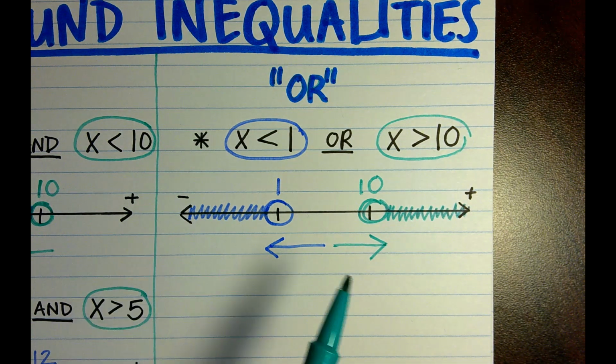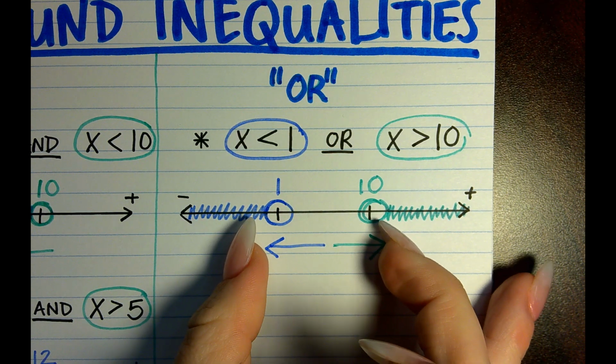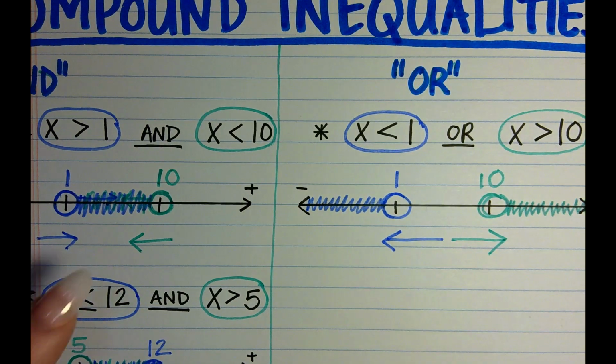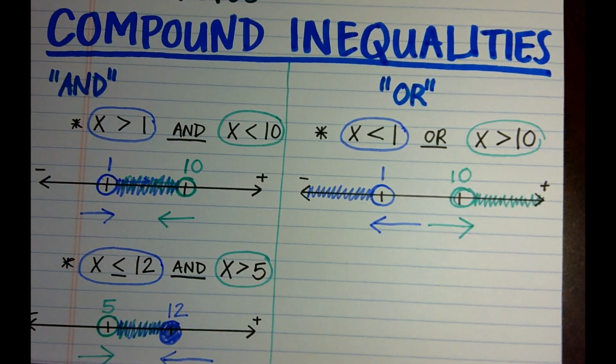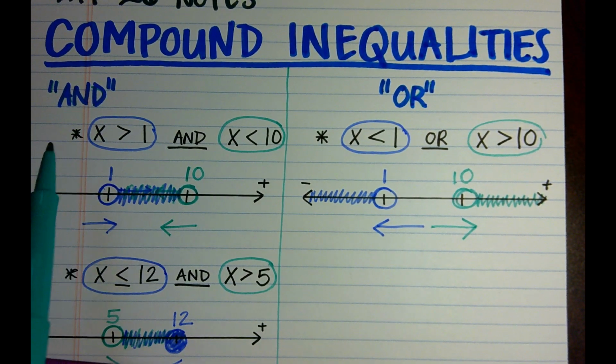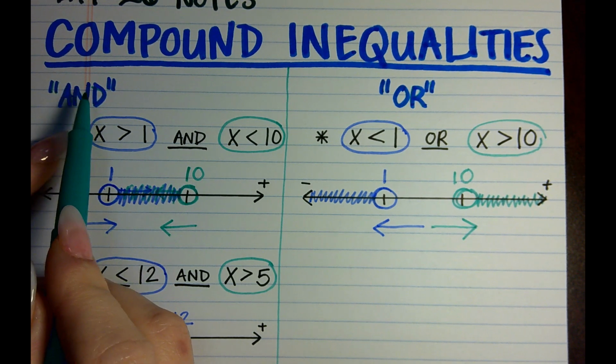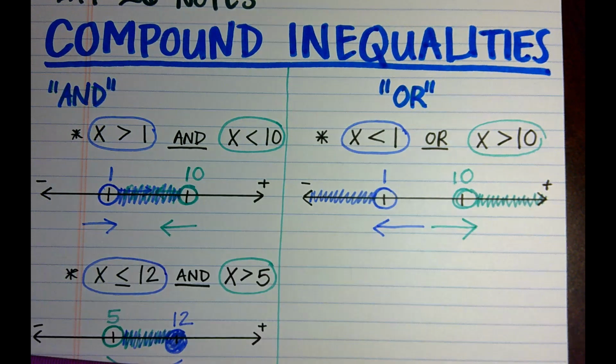So you basically just have a big gap in the middle of the line. Yes. So for an or inequality, you will always shade outside of the two numbers. And is always inside, or is always outside. A good way to remember that is when you say and, we have an inside. For or, I have or outside. They have the same starting sounds. So that could be a little trick to help you remember.